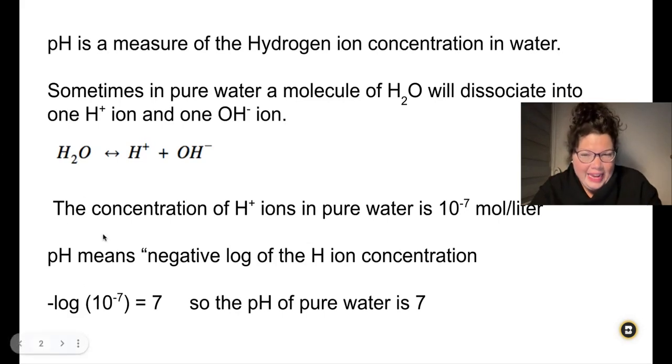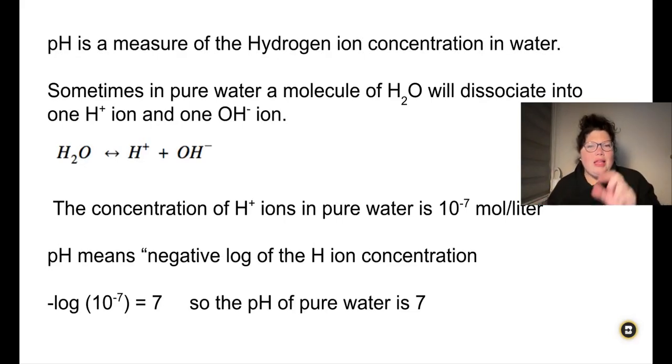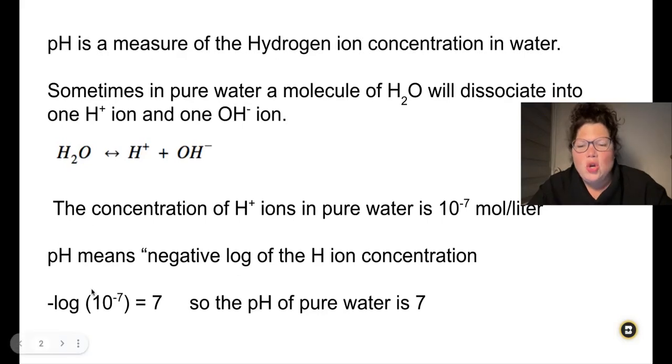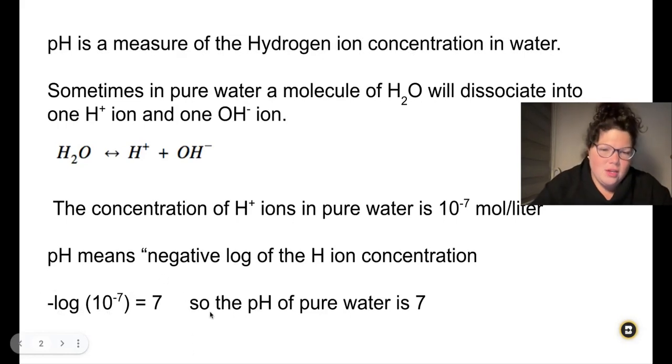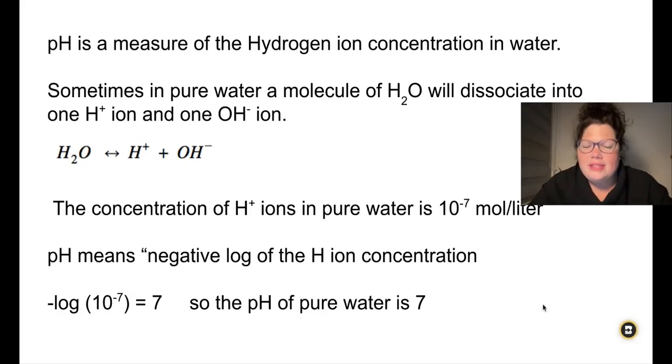Now this pH value is where we actually take the negative log of that H+ ion concentration. You don't need to do that, but you need to understand that the pH scale is a logarithmic scale, so it's based on levels of 10. So the negative log of 10 to the negative 7 for water equals 7. So the pH of pure water is 7.